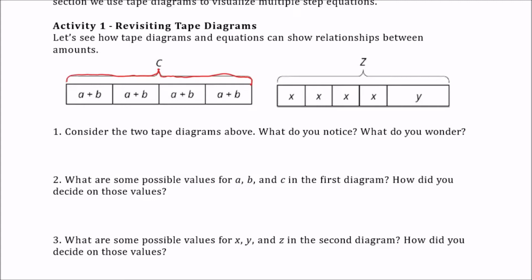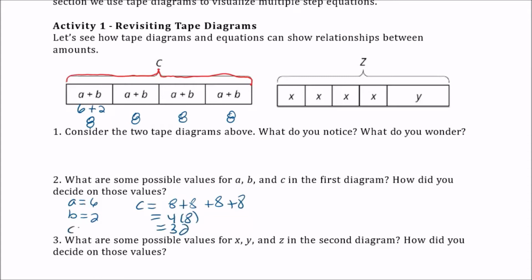So we could just start off by picking some possible values for a and b. Maybe I'm just making these up. Maybe I let a equal 6 and I let b equal 2. All right, so if a is 6 and b is 2, now I have to figure out what c would be. That means this first block is worth 8, and each of these blocks would be worth 8. So then c would be the sum of those blocks, or 4 times 8. 4 eights, so c would be 32. So this is one possibility for the values of a, b, and c in the first tape diagram.